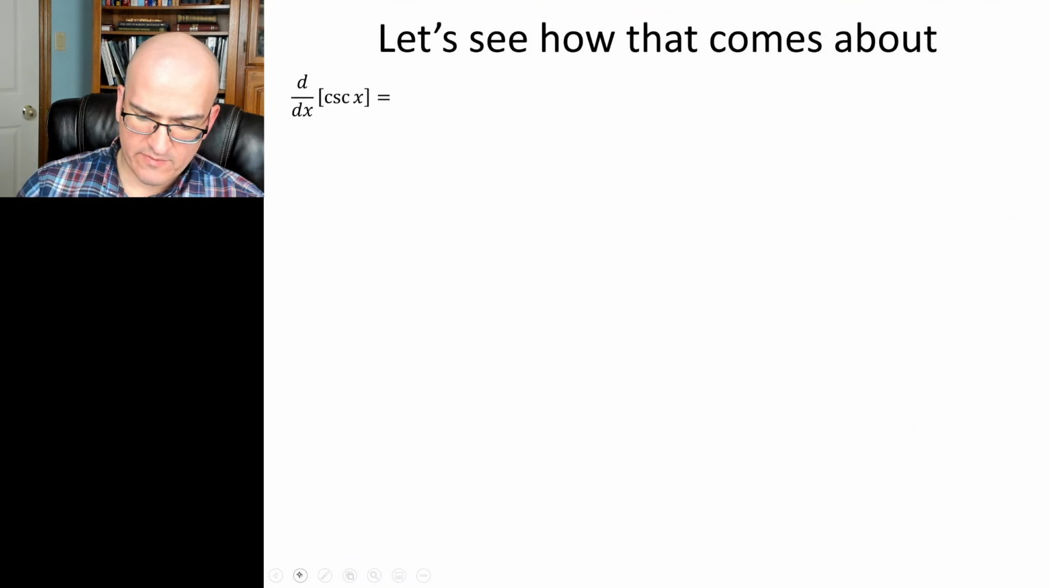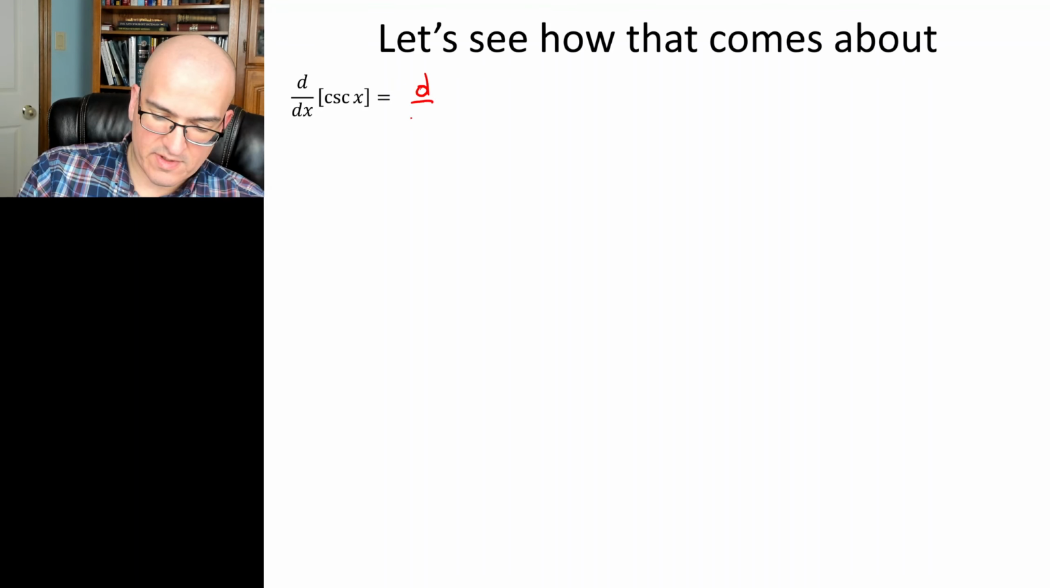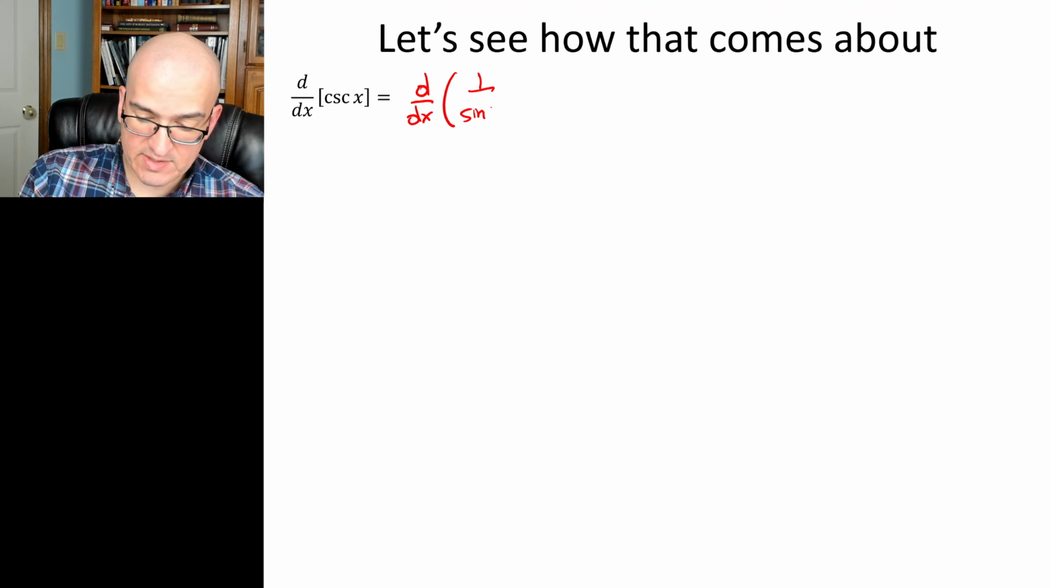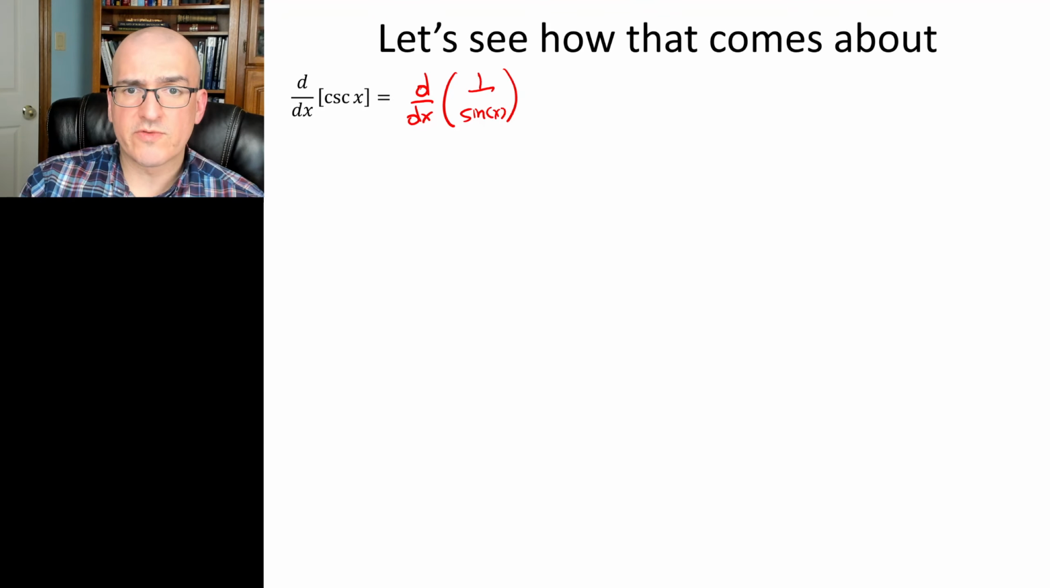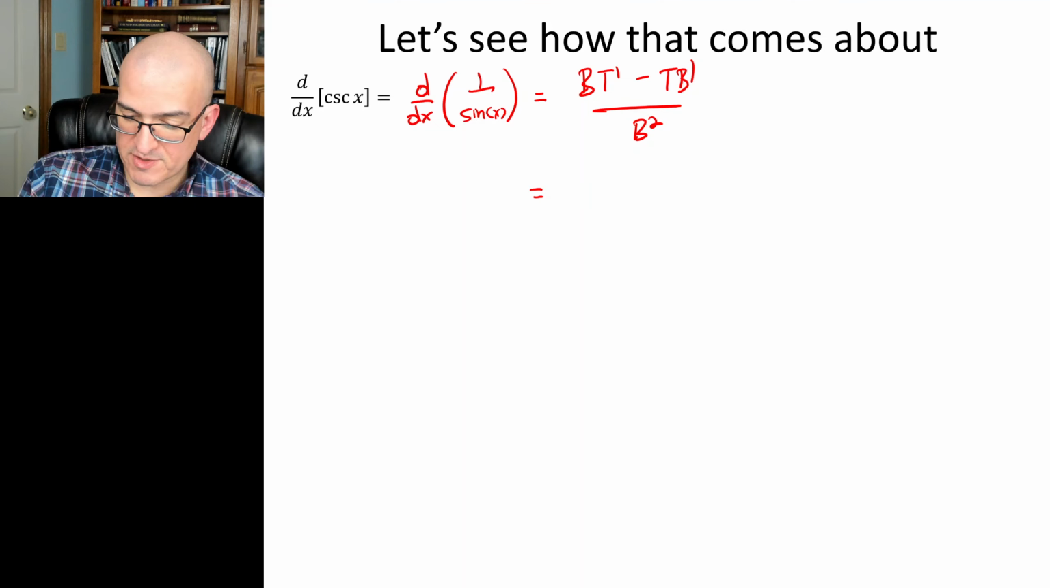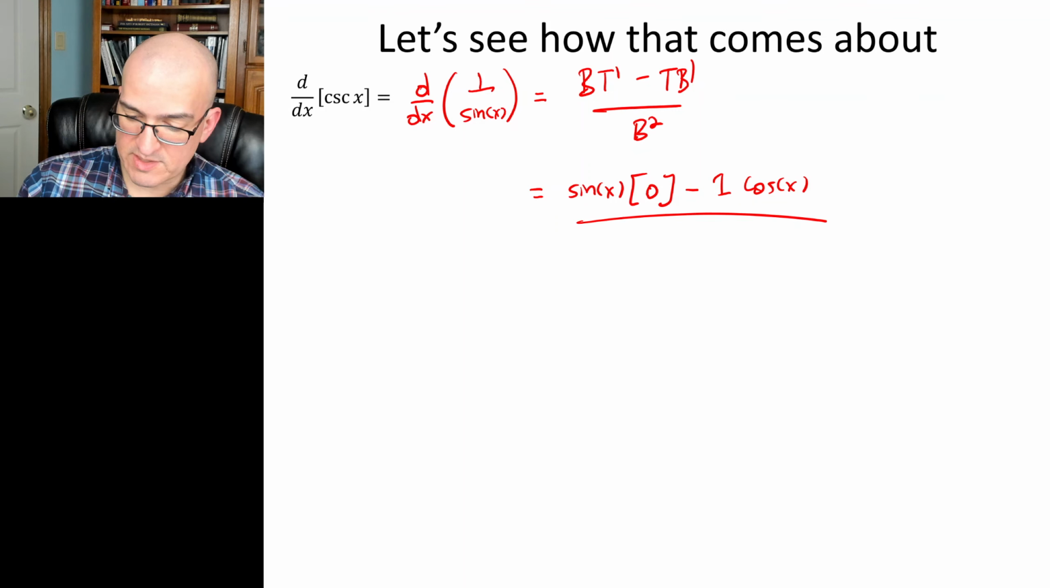Cosecant, very quickly, this is the derivative of, what is the definition of cosecant? 1 over sine of x. You can use a quotient rule if you want, or you can use the chain rule. I'll use a quotient rule. So bt prime minus tb prime all over b squared. So the bottom function, sine of x, multiplied by the derivative of the top, which is 0, minus the top, which is 1, times the derivative of sine of x, which is cosine of x, divided by sine squared x.